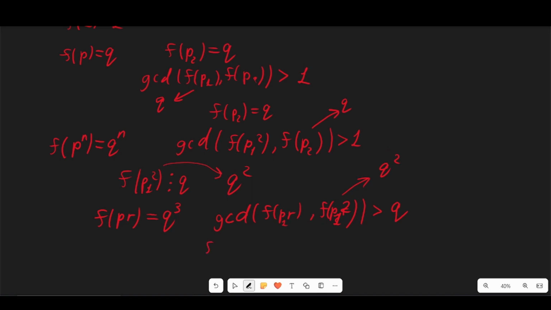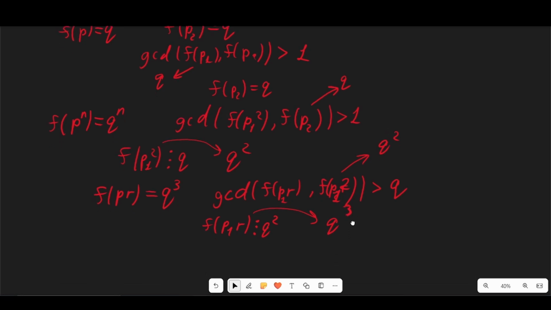But we know that f of p1r is a multiple of q squared, and it must have exactly 4 divisors. So this must be equal to q cubed. Otherwise, this will have more divisors. So f of p1r is q cubed.